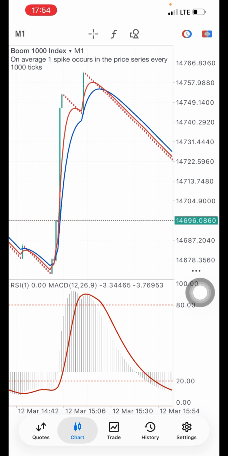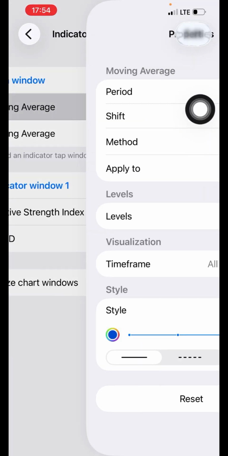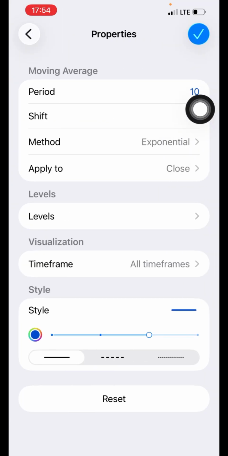First of all, we are going to be clicking on this F icon here. After clicking on that, we search for the moving average. You can see we have two moving averages here. So you click on the main window plus icon, you search for your moving average. These are the properties for the moving average. The period is 10, shift is 0, method is exponential, apply to close, the level you leave as it is, time frame is all time frames. The style you make it color blue, 3 pixel, you click on done.